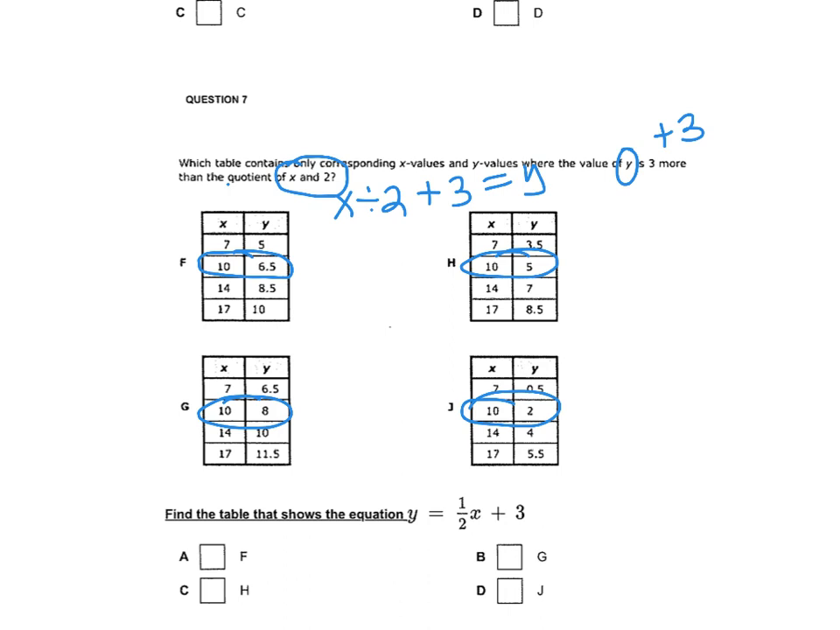Okay, so F, 10 divided by 2 is 5. 5 plus 3 is 8. Is that what F gives us for y? No. Okay, and since they're all the same, I'm just looking for 8 then. Nope, nope.